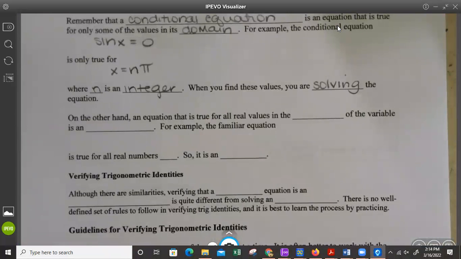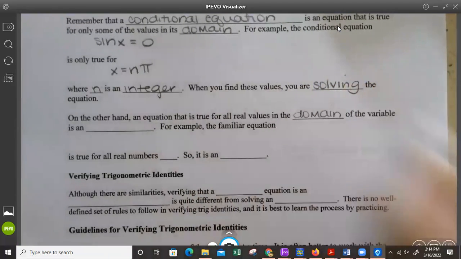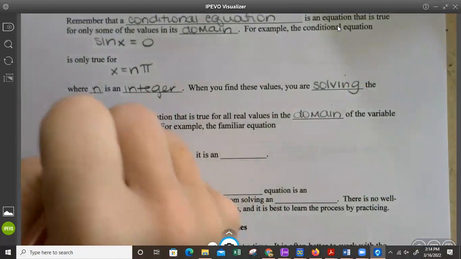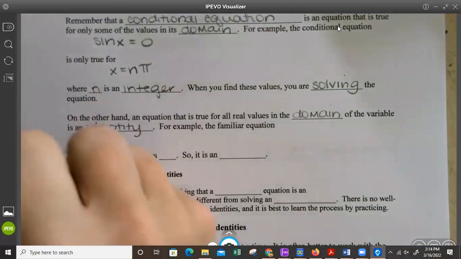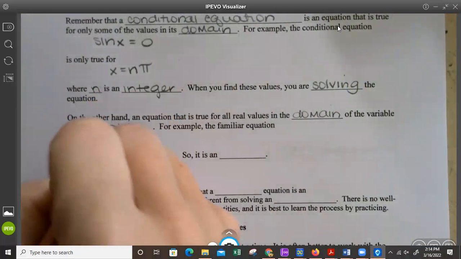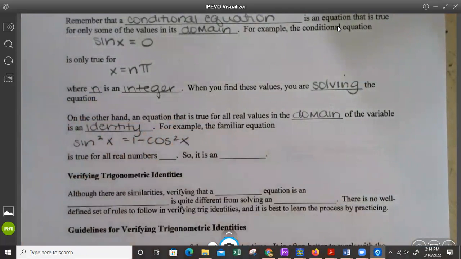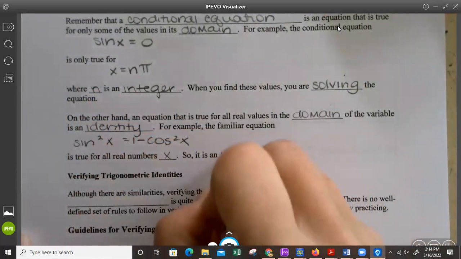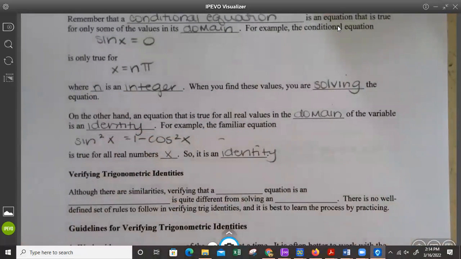On the other hand, an equation that is true for all real values in the domain of the variable is an identity. For example, the familiar equation sine squared x equals 1 minus cosine squared x is true for all real numbers x, so it is an identity. Again, and that's because it equals 1.